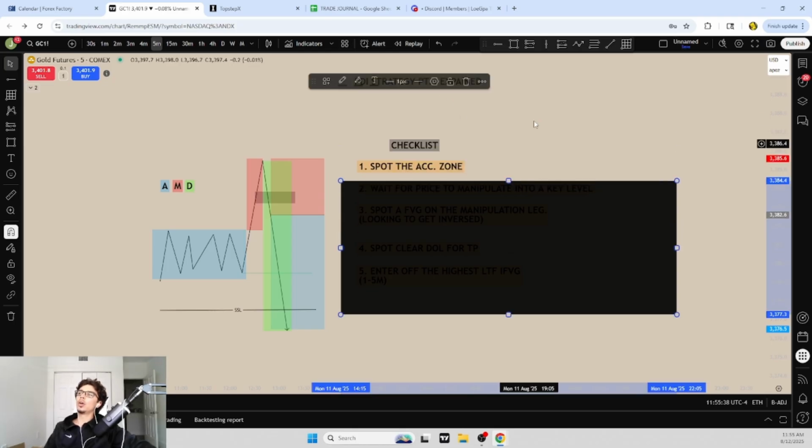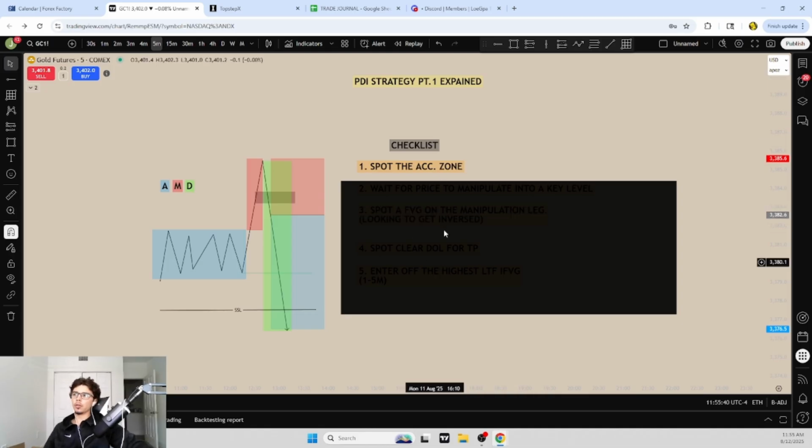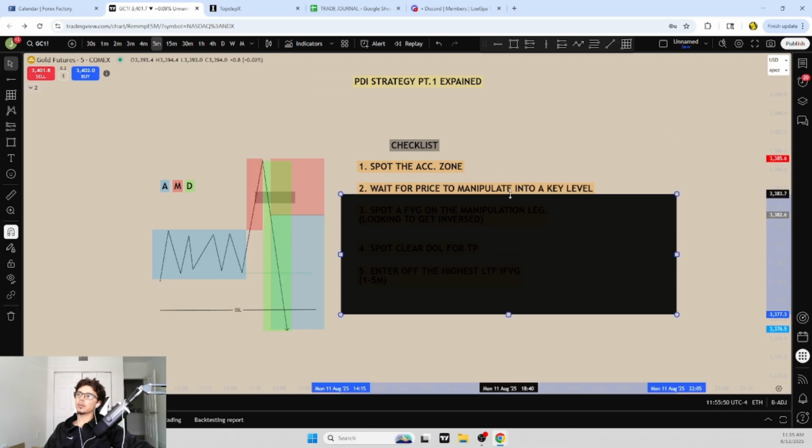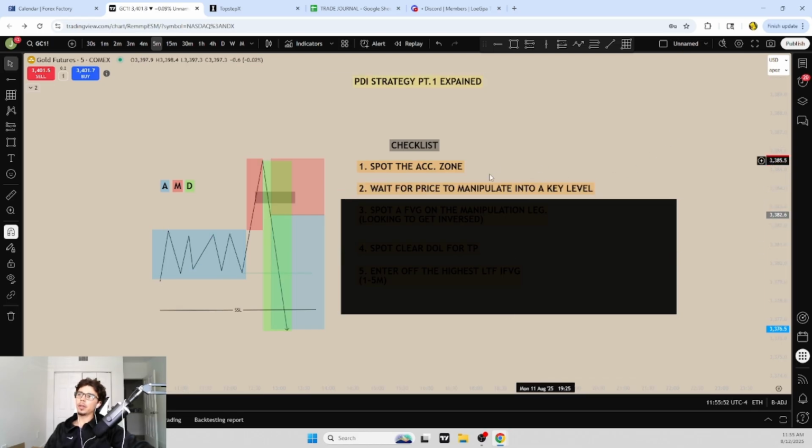So what is the first thing we're looking for when we want to spot our PDI strategy? Well, we want to spot the accumulation zone. So what do we have here? We have an accumulation zone. What is next? We want price to manipulate into a key level.